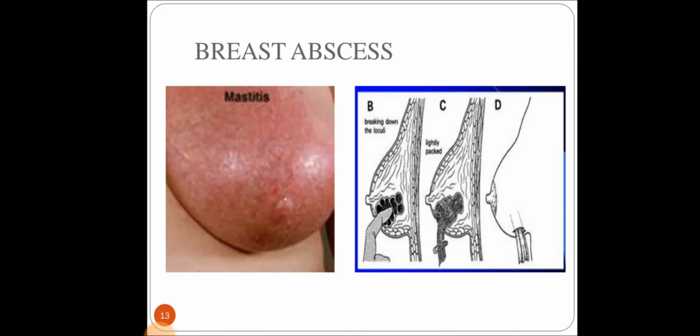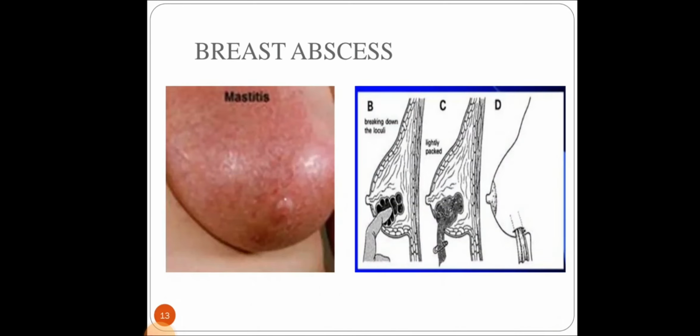Or it can be based on the site where it occurs. It can be intramammary mastitis, retromammary mastitis, or subareolar. So based on the location, mastitis can occur. That is mainly the inflammatory process in and around the breast. That is the pathology involved. It can be given under the heading of breast abscess or mastitis.